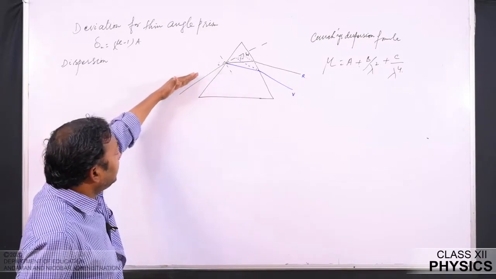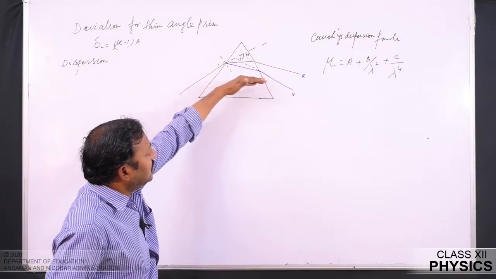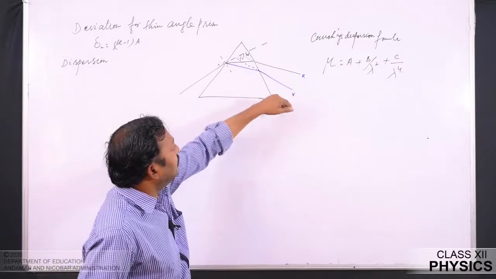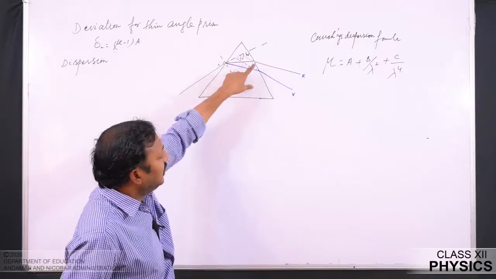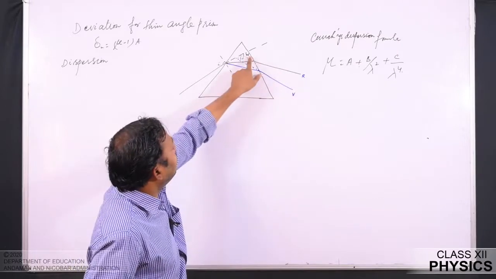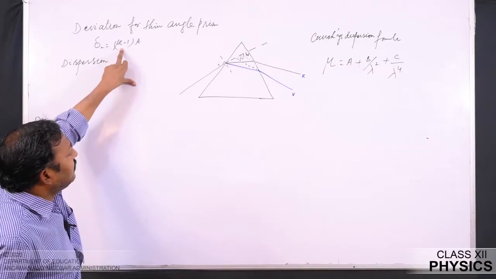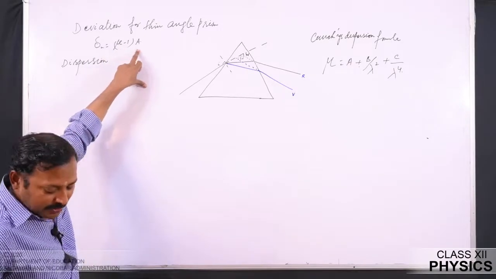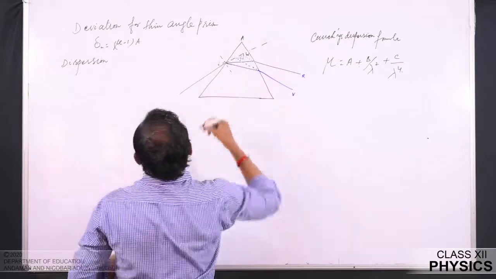Here a white light is entered into the prism, and it has been split into 7 colors. The extreme colors are violet and red as shown in the figure. Violet light produces deviation angle delta V and red light produces deviation angle delta R. So, the deviation angle depends upon the refractive index of the prism and the angle of the prism. Let this be angle A.